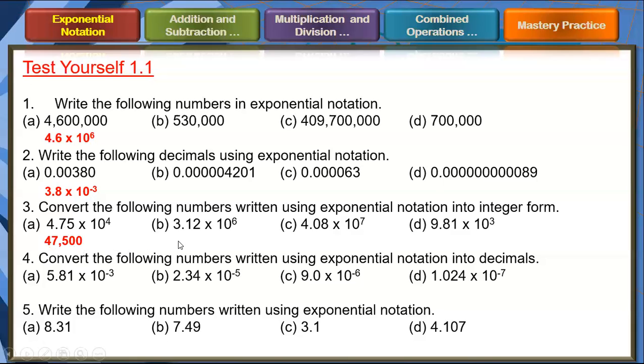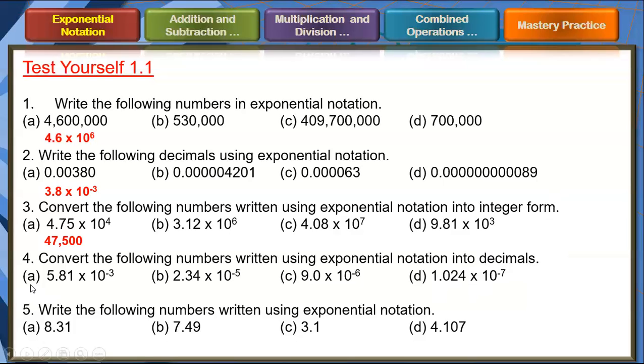So do you know how to do letter B, C, and D now? Okay, I'm going to leave it to you to answer. For number 4, convert the following numbers written using exponential notation into decimals. Now remember this one, we have to convert them into decimals. That means we are going to use points here. Integer form doesn't have points, but decimals, they do.